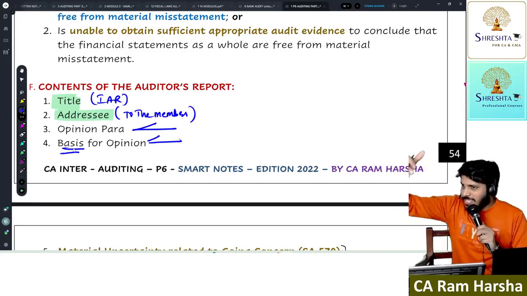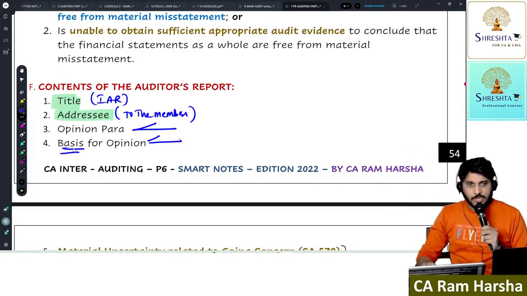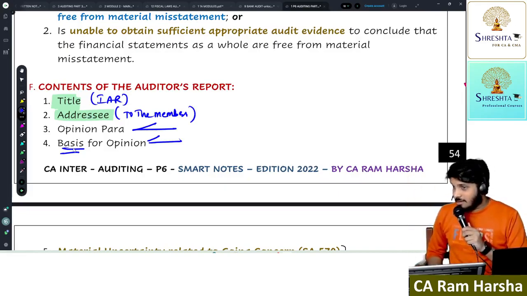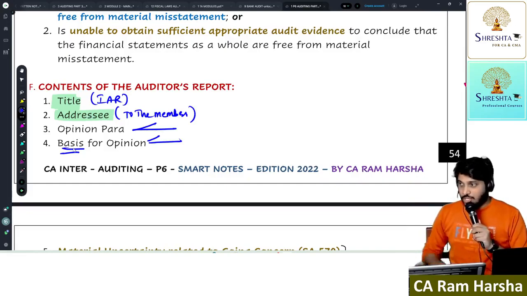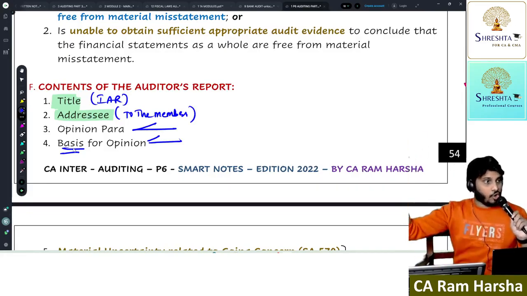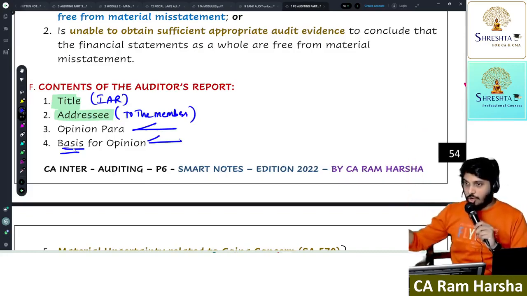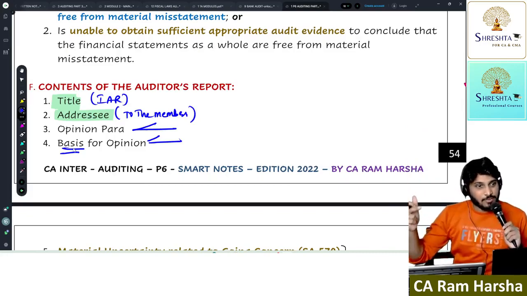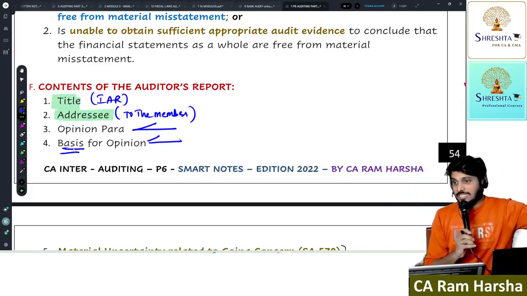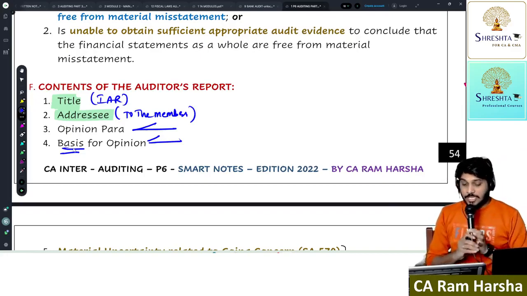Getting it? So likewise, I will mention something. In-depth points we'll discuss later. But when I give a negative opinion, will I have a reason or not? Generally, why are the financial statements showing a true and fair view? There are so many things. But when I am giving a negative opinion, I have a specific reason. Correct? So the basis for opinion contains that.